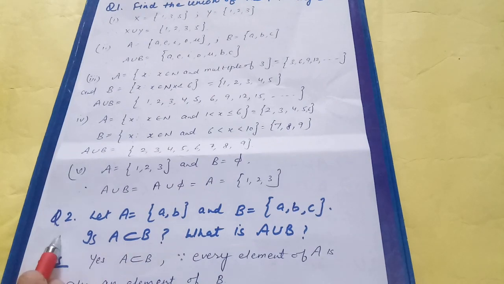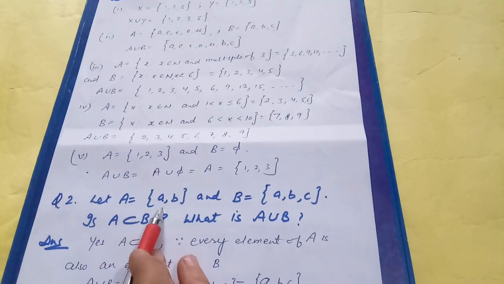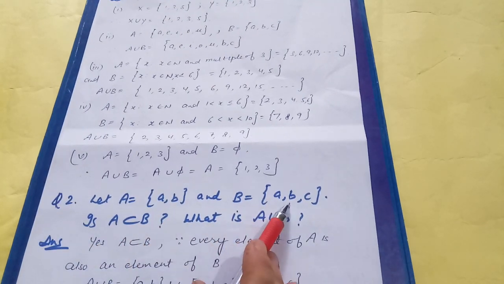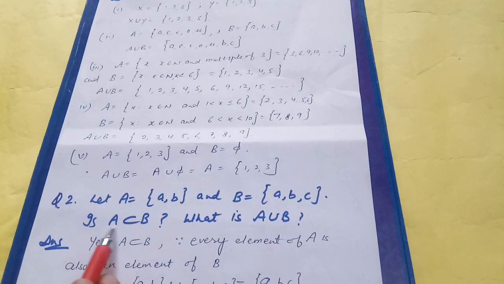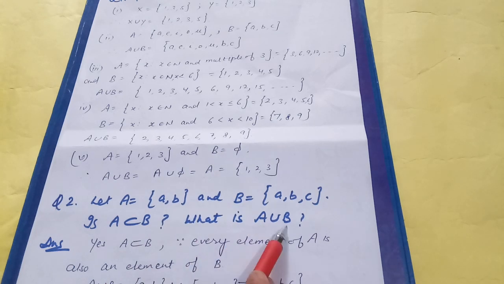Now start question number 2. Let A is equal to {a, b} and B is equal to {a, b, c}. These are given sets. Now he asks, is A subset of B? What is A union B?